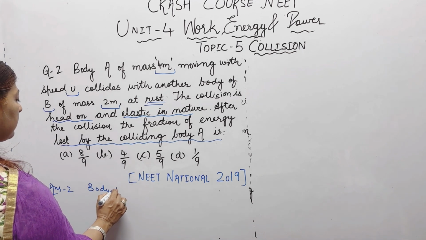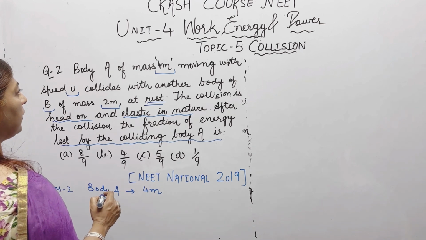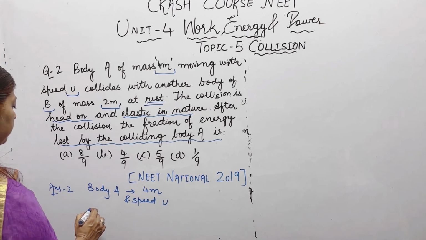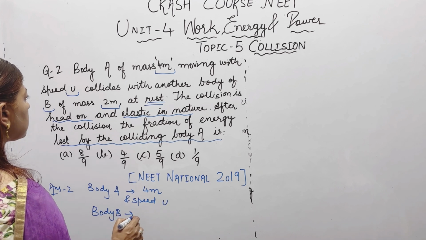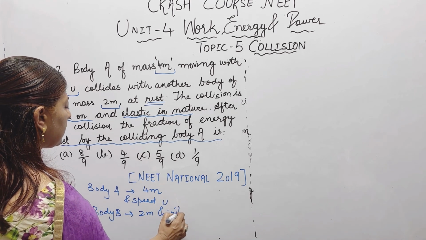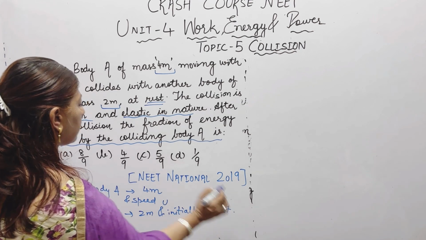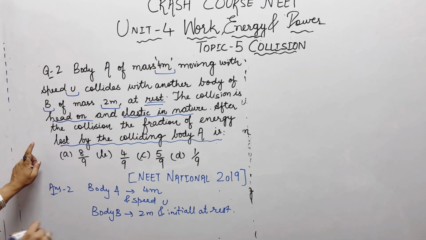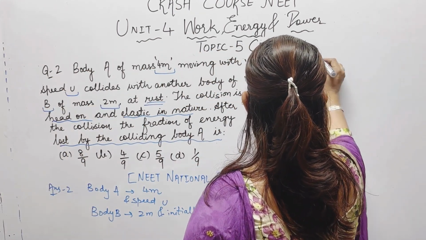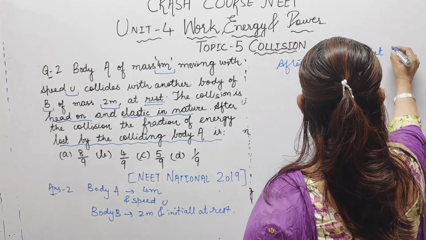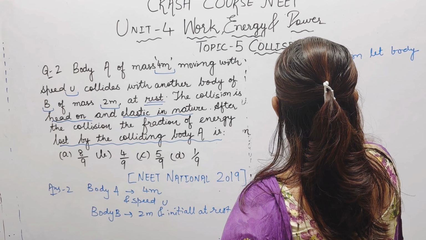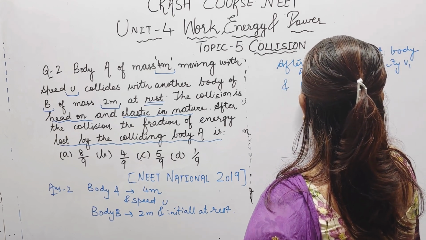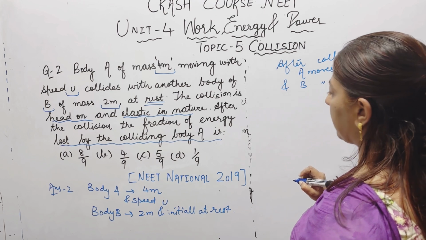Body A, the mass is 4m and speed is u. The body B, its mass is 2m and initially at rest. Now, there is a collision, head-on collision and elastic in nature. After collision, let body A move with velocity v1 and B move with velocity v2.